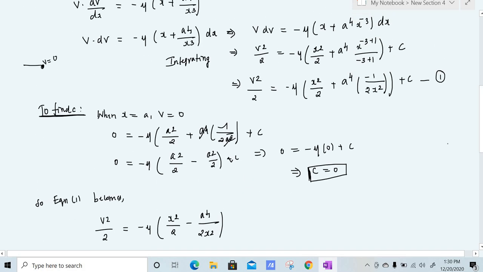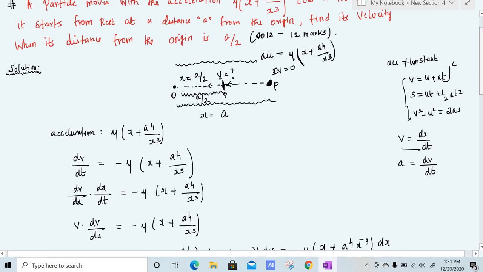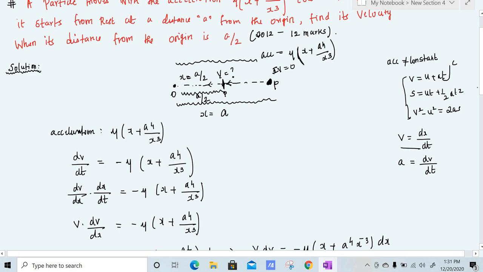So very simple problem. It is asked in 12 marks, right? So very easily you can score. So they are given the acceleration, and that is moving towards the origin, which is mu into x plus a power 4 by x cube, and it is at a distance of x is equal to a from the origin. We need to find the velocity at a distance of a by 2, right? So that means they have given acceleration. So you should not use these formulas. You can use these formulas only when our acceleration is constant, right?